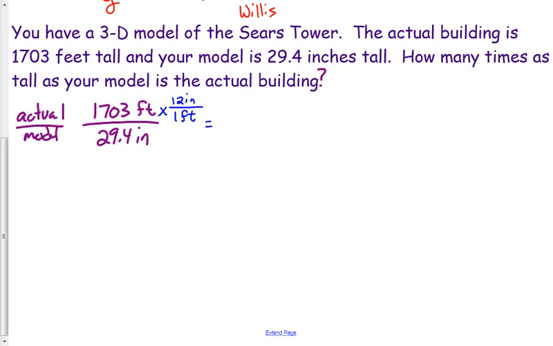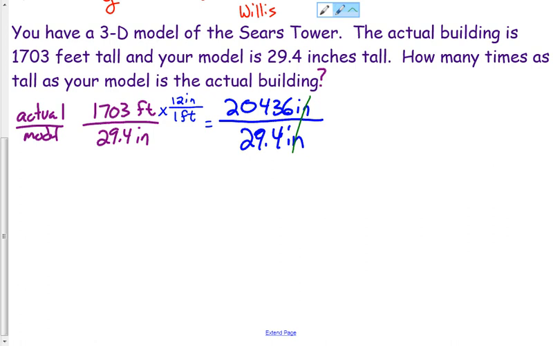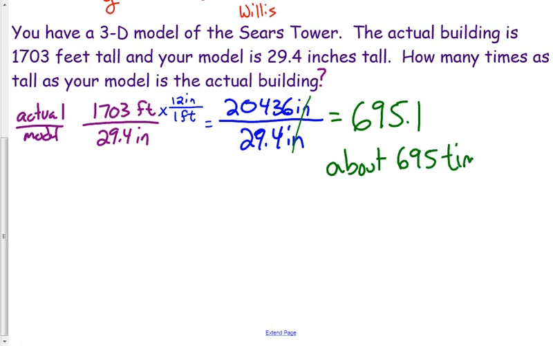And then we're going to convert this, and we're going to have 14,436 inches over 29.4 inches. So we converted from feet to inches. These cancel, and now it's just a matter of dividing 14,436 by 29.4. And when we do that, we get that it is equal to 491.0. So we will use the word about, 491 times taller.